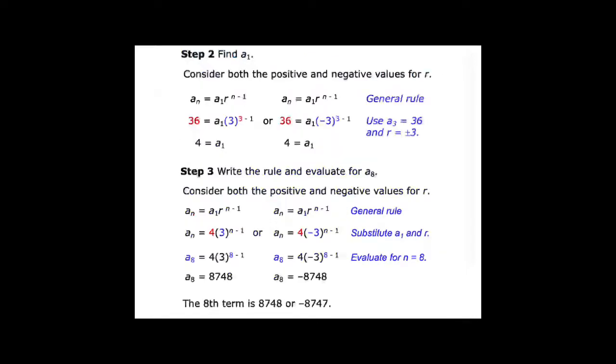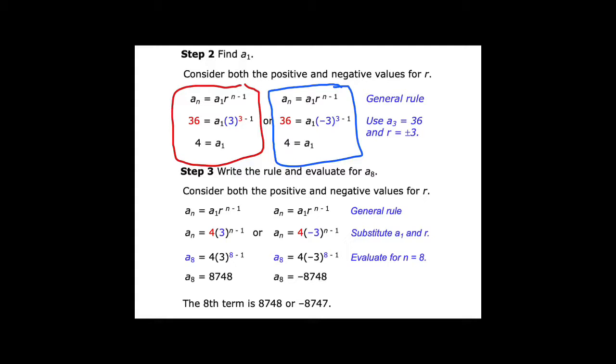Step 2, find a sub 1. Consider both the positive and negative values for r. So you plug both of them in. You use positive 3 for one side. This is the positive side. And then you use the negative 3 for the other side. And then you get 4 for both of them. And so then write the rule and evaluate for a sub 8. Consider both the positive and negative values for r. So again, you'll use the negative over here and the positive over here.